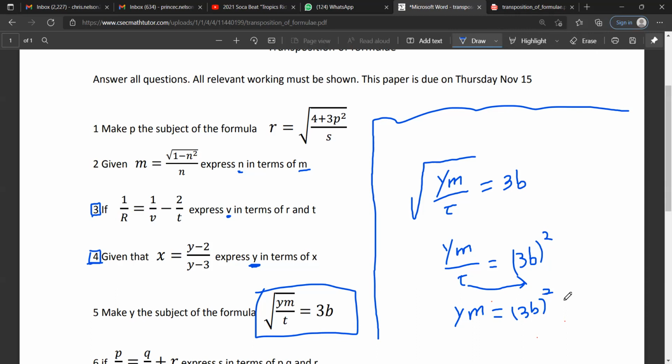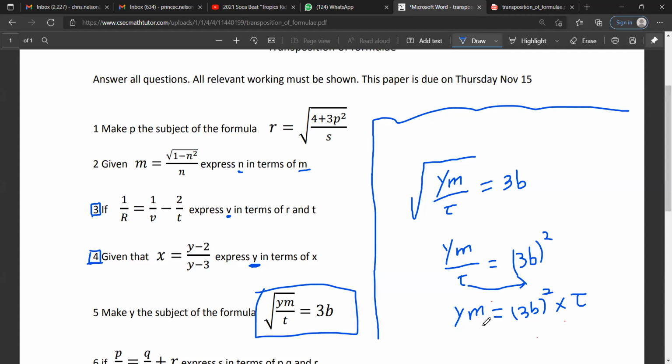So can I give my answer for this one? Yeah, go ahead. Y equals 3b squared t over m. Excellent. Right? Excellent. So this t here, we go over here and multiply. Or you can put it together. No issue, it's the same thing. So it can be 3b squared multiplied by t.